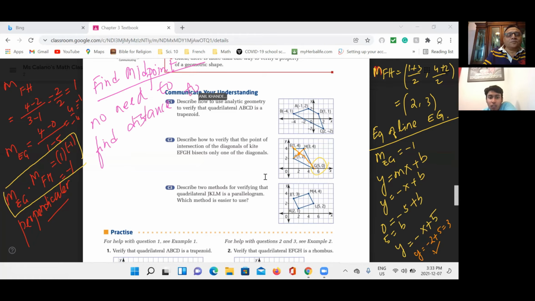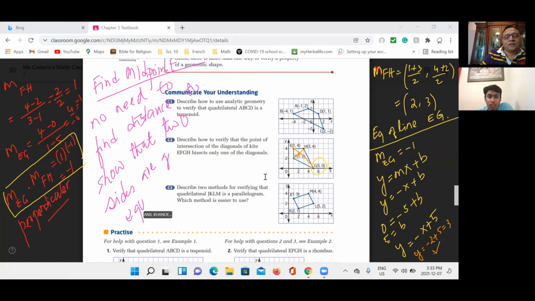To show that two sides are of equal length. Is that clear to you now? Yes, sir. See, because the length formula requires the difference of squares and then the square root. A lot of calculation is required there. Avoid that calculation by finding the midpoint. Is that clear? Yes, sir. Perfect. So I hope this is absolutely clear.